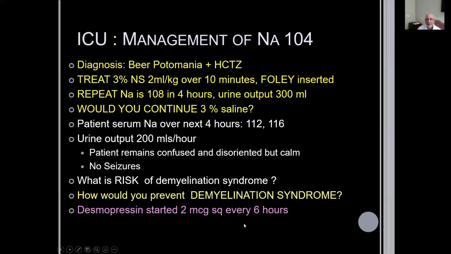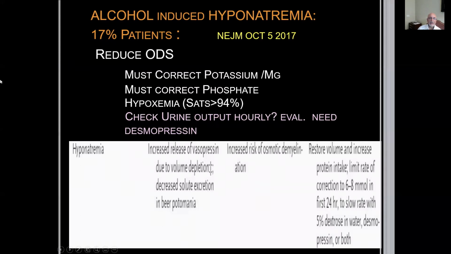So in order to stop the serum sodium from overcorrecting or excessive increase in serum sodium, we have to start the patient on desmopressin. I generally use 2 micrograms sub-Q or IV every 6 hours, and also add D5W, which will lower the serum sodium over the next 24 hours to the safe range and prevent overcorrection. This is reviewed very well in the New England Journal of Medicine, which looked at alcohol-induced hyponatremia, which occurs in 17% of patients presenting with hyponatremia.